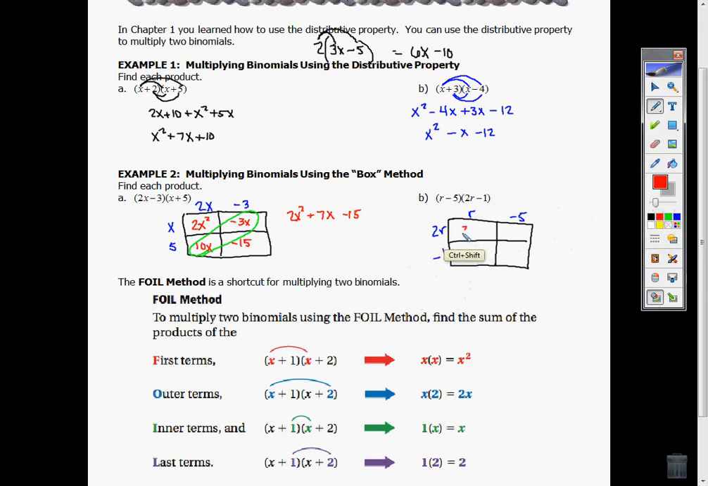So r times 2r gets me 2r squared. R times negative 1 is negative r. 2r times negative 5 is negative 10r. And negative 1 and negative 5 makes positive 5. Now I realize along the diagonal are my like terms. And I just combine and write in descending order: 2r squared, negative 10r and negative r makes negative 11r, and positive 5.